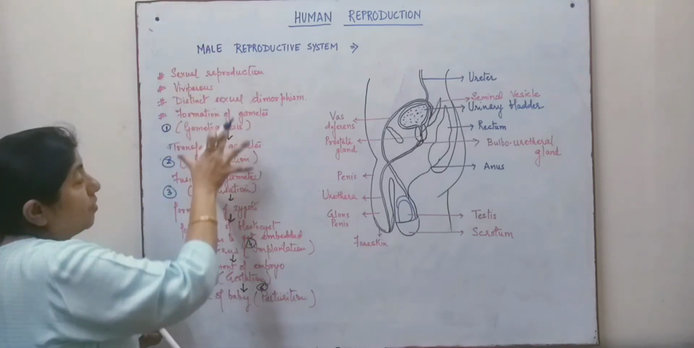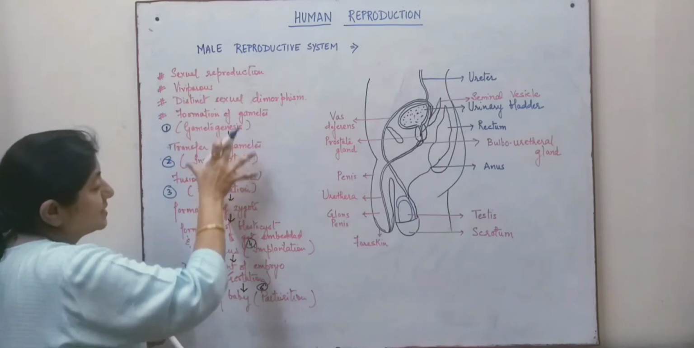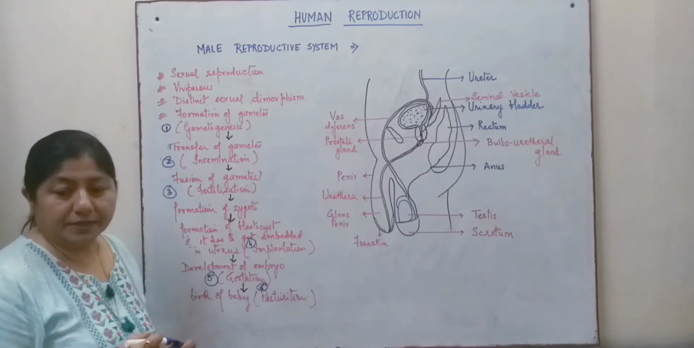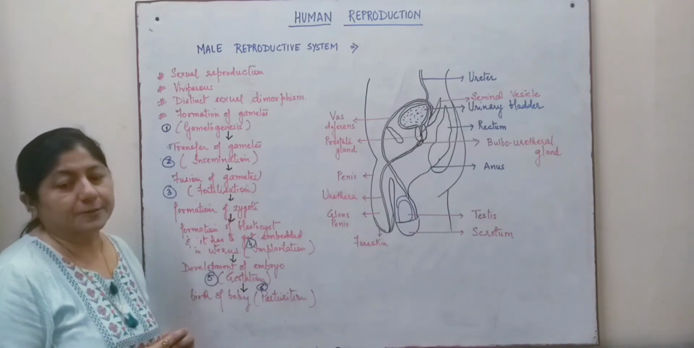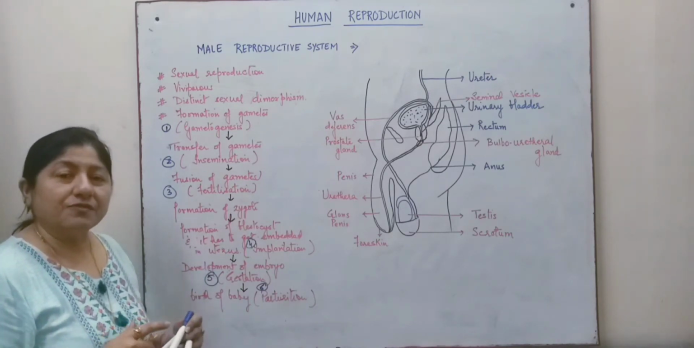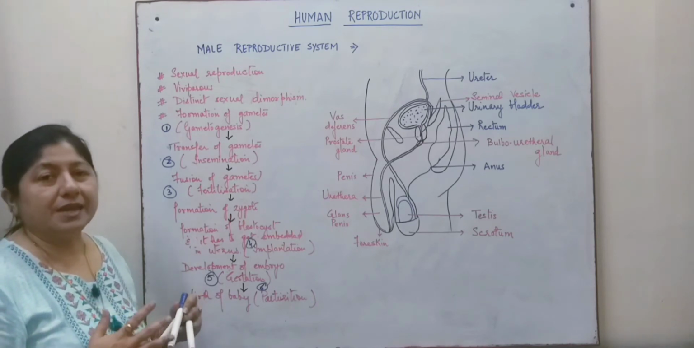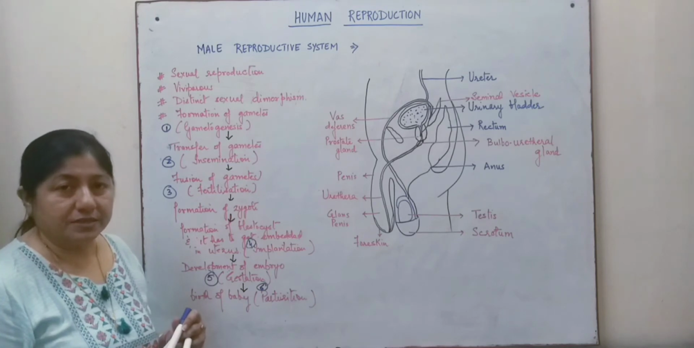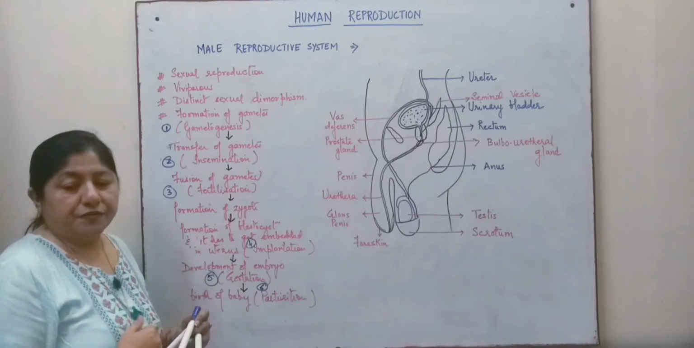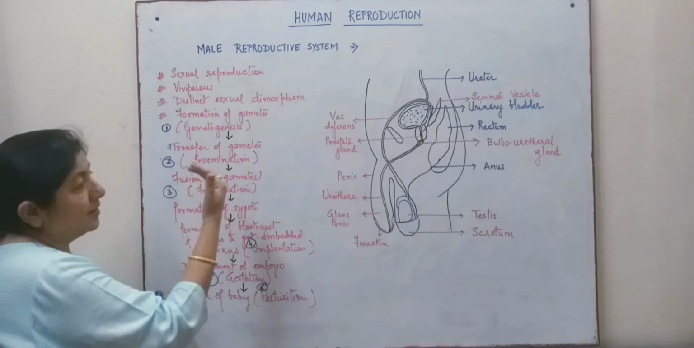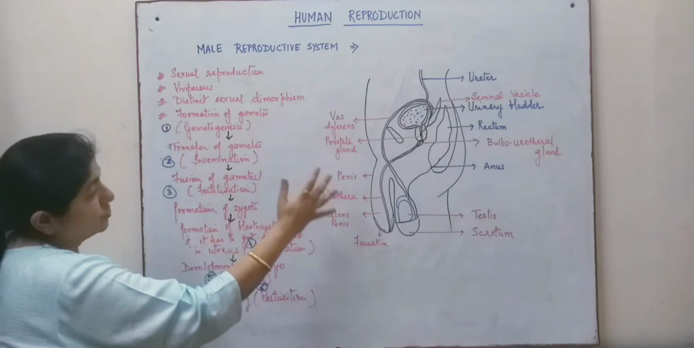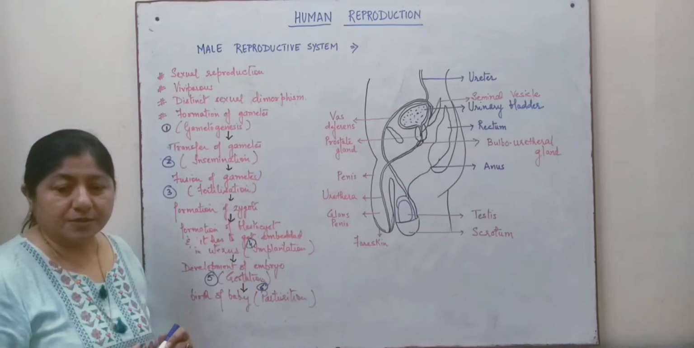So the pattern of reproduction is a very systematic pattern in the case of human beings. Now, when we are talking about this, it is important for us to understand the male and the female reproductive system. So here, we first start with the development or the structure of the male reproductive system.